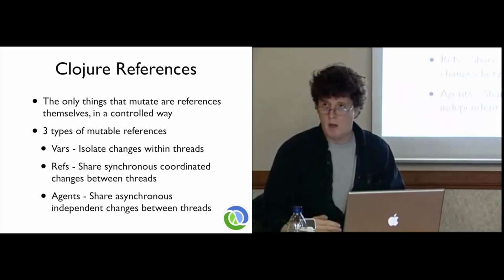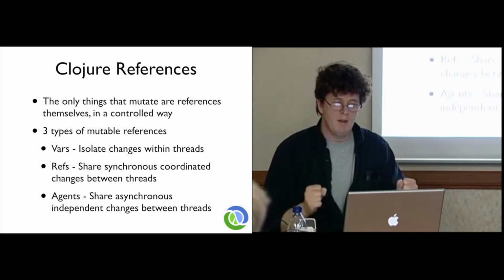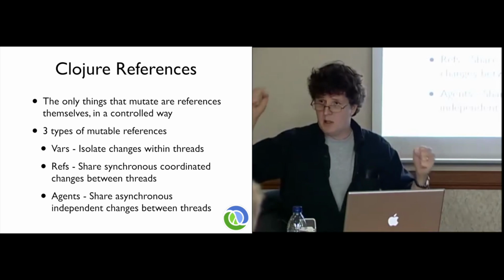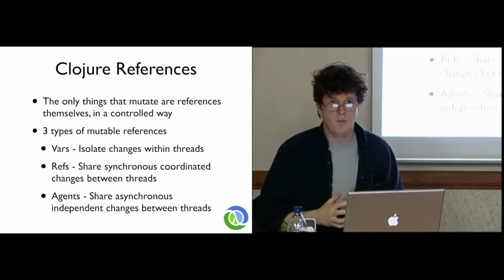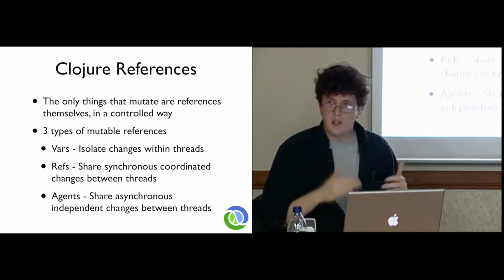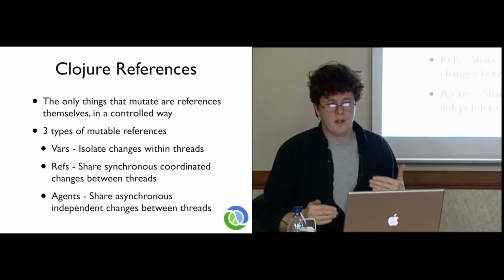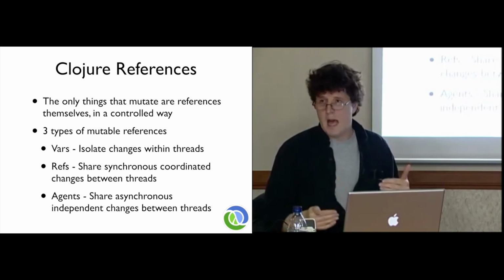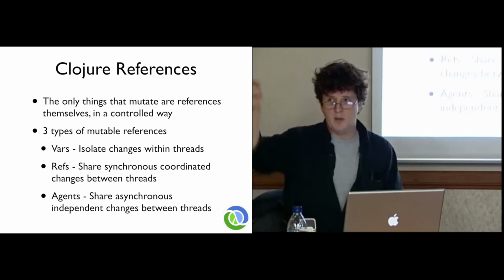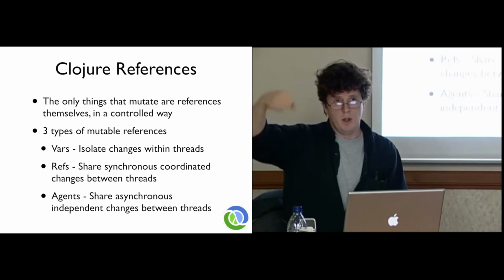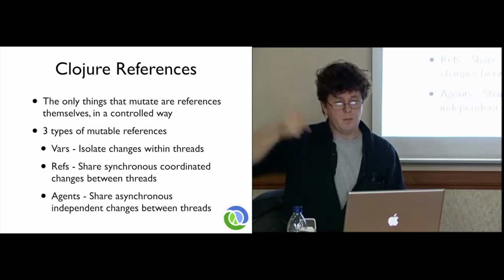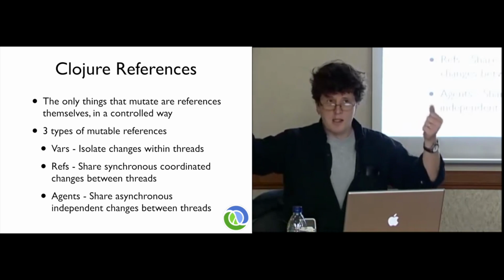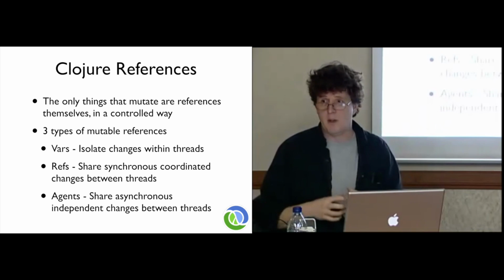The third thing you might want to do is have things change asynchronously and independently, but still be accessible from multiple threads. And agents, the third kind of reference in Clojure, support that. So with an agent, you have something that can change. You can make requests for it to change, and it will eventually do that, but it will do that on its own time, independently. But other threads can see what's happening in different agents.